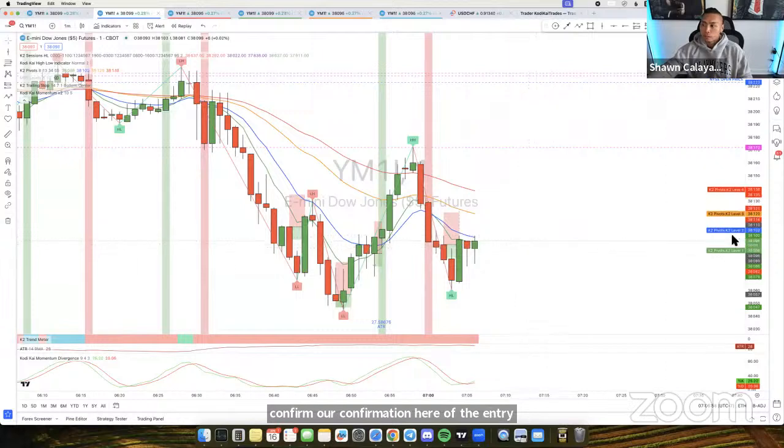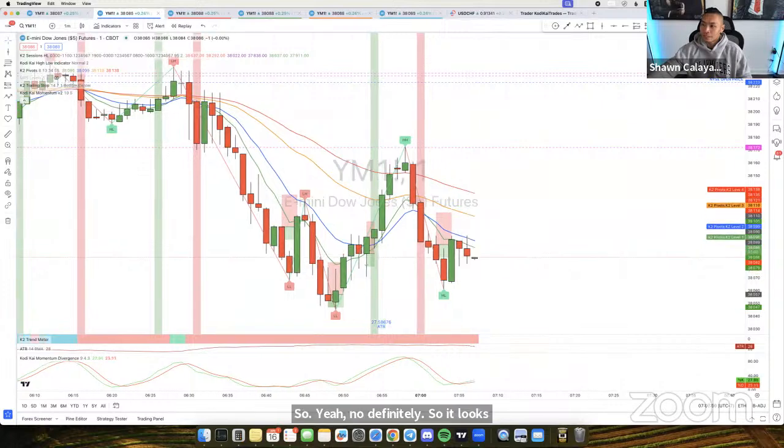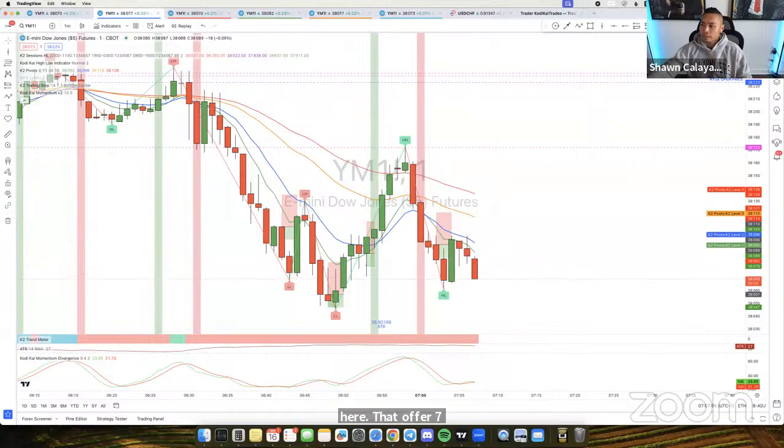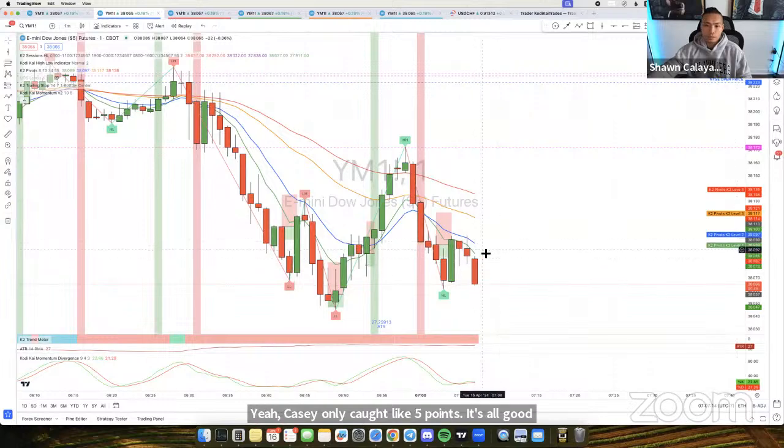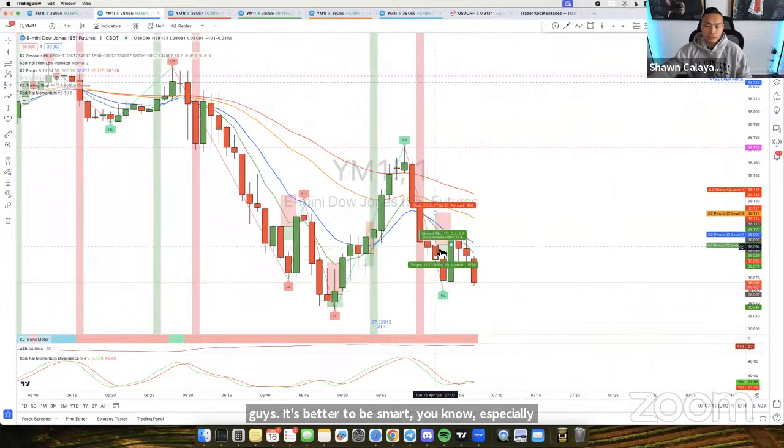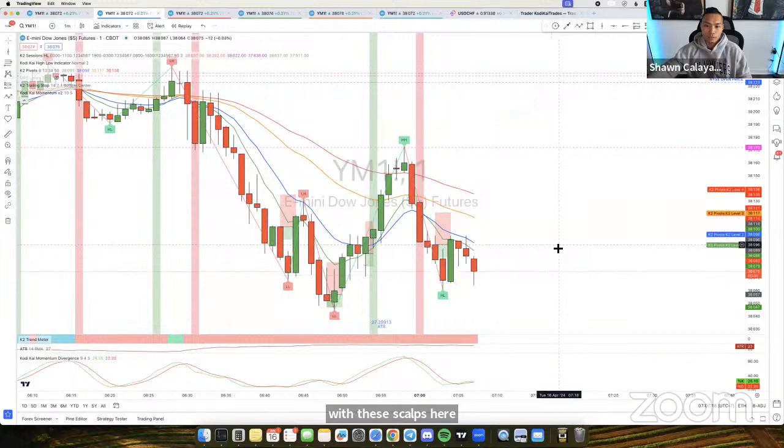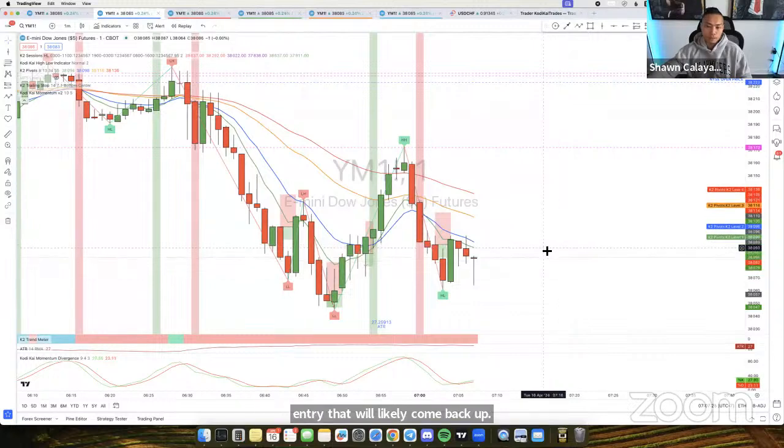So yeah, definitely. It looks like Andreas over here got off for 7. Josh said that when he entered, price spiked down in profit, so he lucked out and got in at a good entry. Casey only caught like 5 points. It's all good, guys. It's better to be smart, especially with these scalps. Once it hits TP on TradingView, just pull out. There's no need to get greedy, because there's going to be another entry that will likely come back up. Just keep sticking to the game plan.